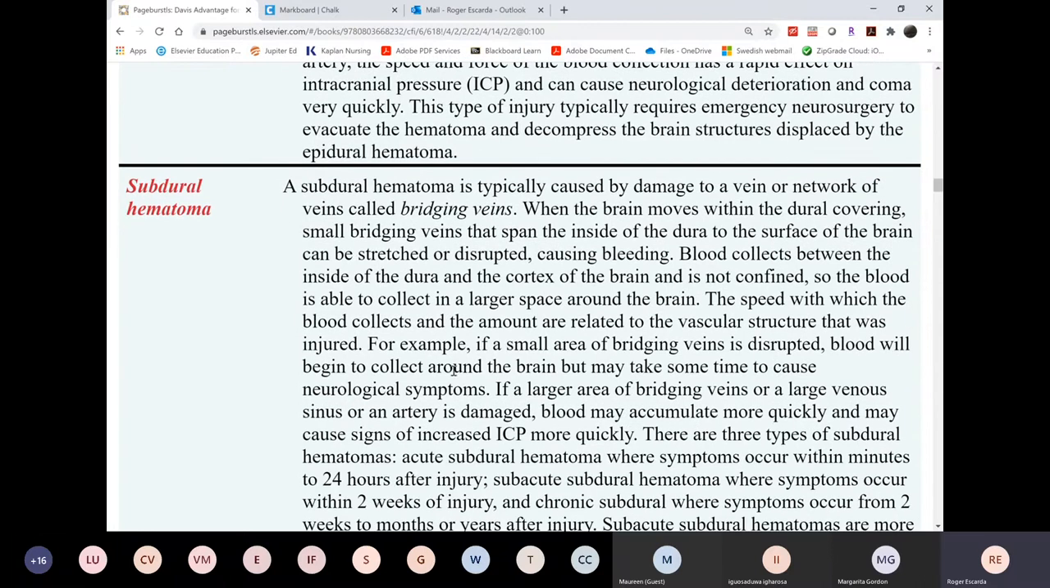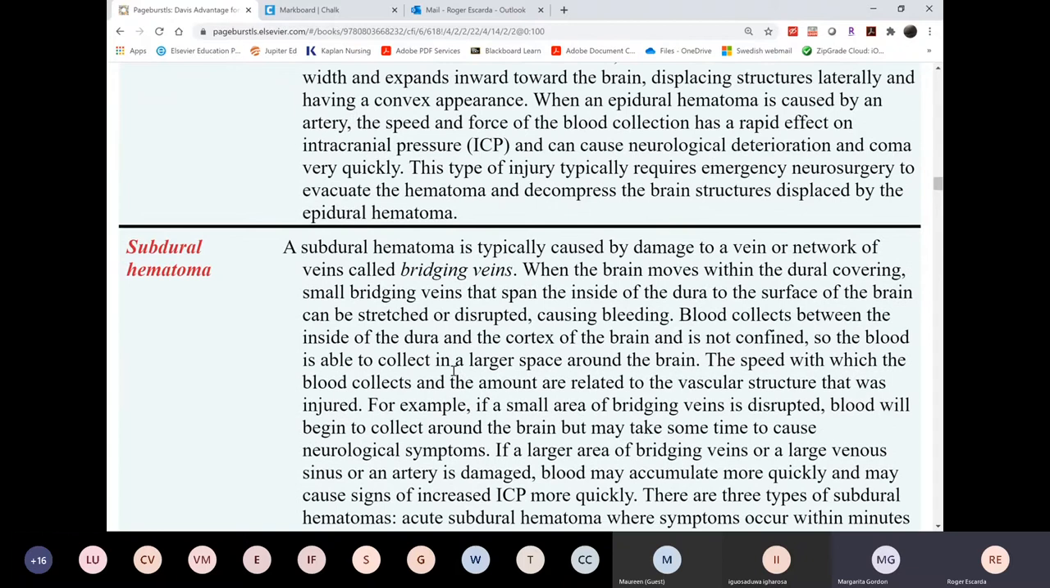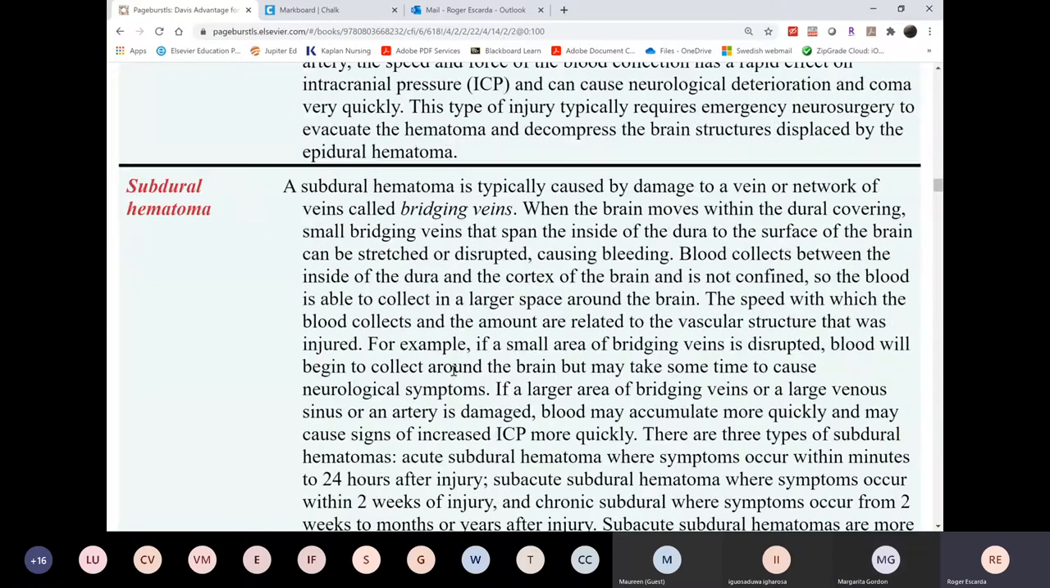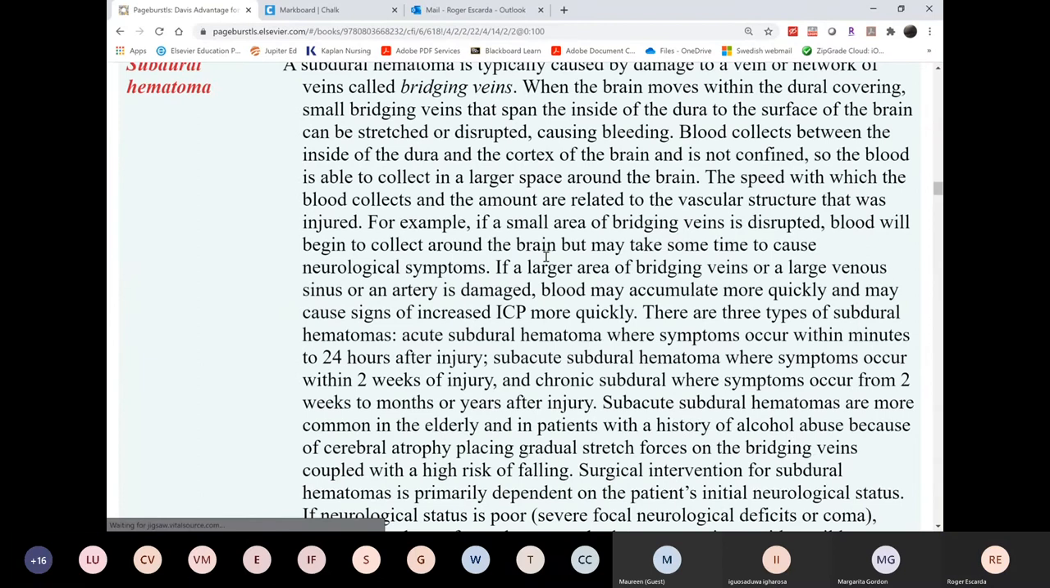It's just a matter of how fast they are going to cause it, because it also depends on what vessel or vessels were affected. If it's an arterial bleed, then of course the onset of the symptoms will be faster. If it's a venous bleed, then the increased ICP will be gradual, which could occur days up to a week later from the time of injury.